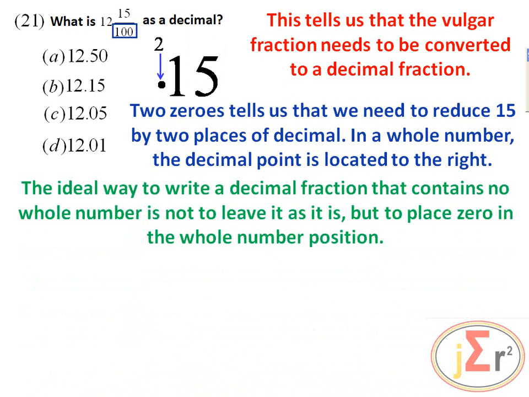The ideal way to write a decimal fraction that contains no whole number is not to leave it as it is, but to place a 0 in the whole number position. So we will not leave the decimal fraction written in that manner, .15. That is not good manners in mathematics. We will put a 0 to show that we have no whole number. The whole number part is equal to 0. So there we have our 0.